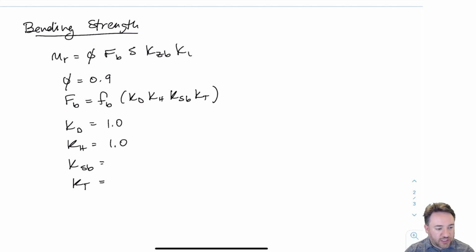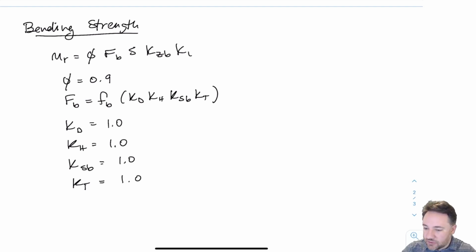KH is 1.0 because we don't have any system effect happening. I would have said explicitly in the question if we had multiple members supporting the same load. In a realistic case, this may very well be a KH type of situation because presumably I have many members carrying a roof that has this distributed snow load, but in this case, we haven't stated that. So I'm going to say KH equals 1, KSB equals 1 because it's dry, and KT equals 1 because it's untreated. So now let's go ahead and find our FB.